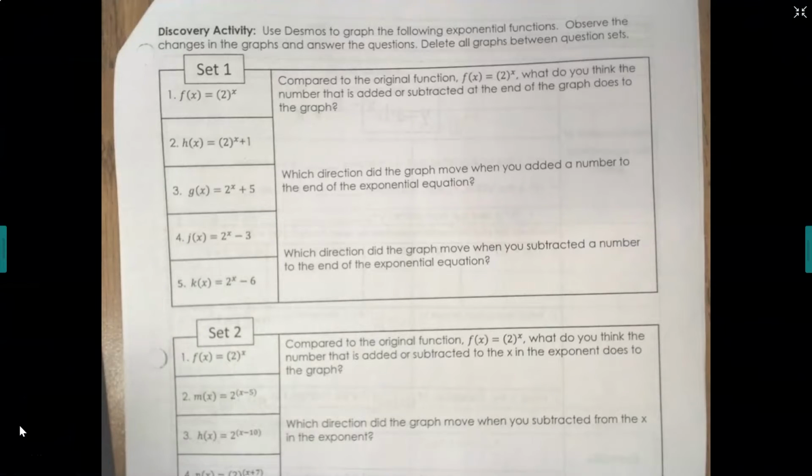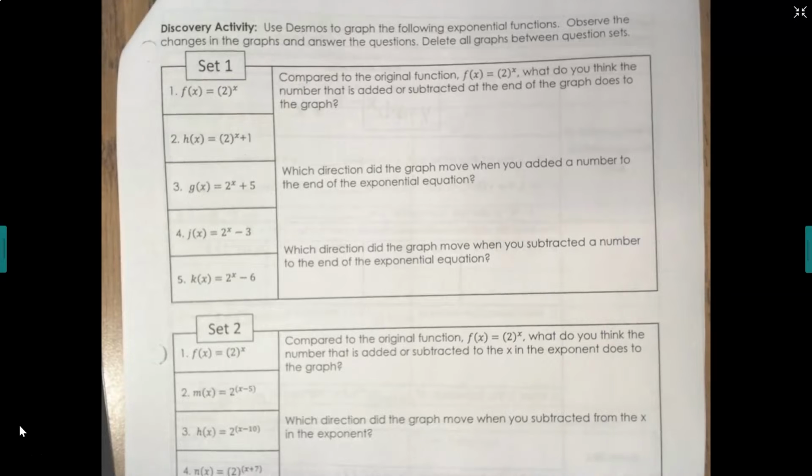Welcome to this video on transformations of exponential functions. By the end of this video, you should be able to compare exponential function graphs using Desmos, determine the transformation of an exponential function given a graph, determine the transformation of an exponential function given its equation, and write exponential functions with transformations. So you should take this time to go through this discovery activity and answer the questions.